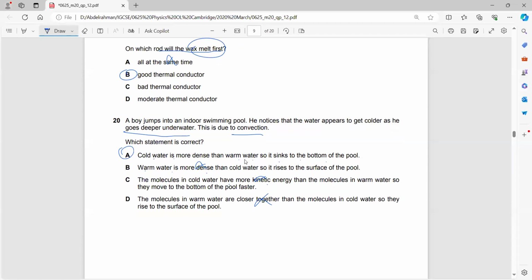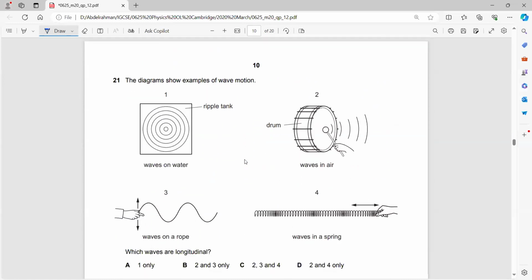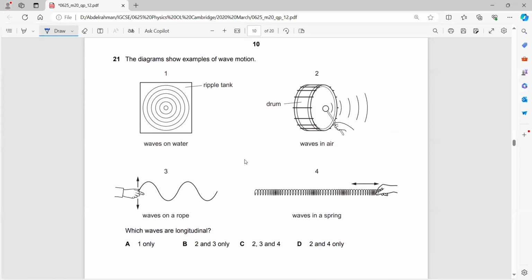This is a really nice question. Which of these waves are longitudinal? One, two, three, four. We have a ripple tank in water. We have a drum. We have some waves on a rope. We have a spring. Which of these waves are longitudinal? Any ideas?